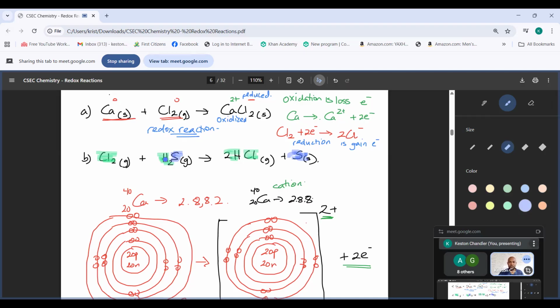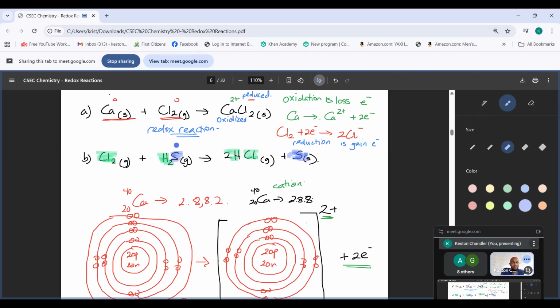formulae. Remember, to create or write these formulae, we had to pay attention to the oxidation numbers, right? For this to be H2S, it meant that H is positive 1, S is 2 minus. So you need 2 of these H's to bond with one of these S so that the overall charge on the molecule is 0. Yeah?